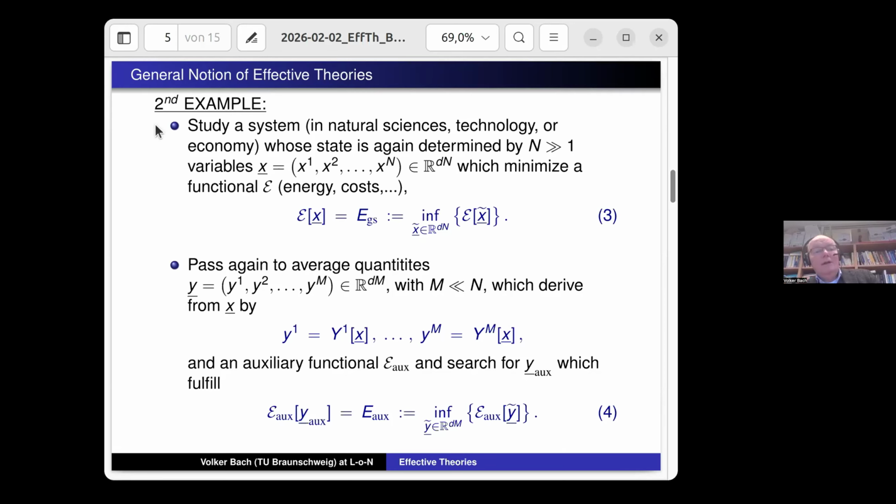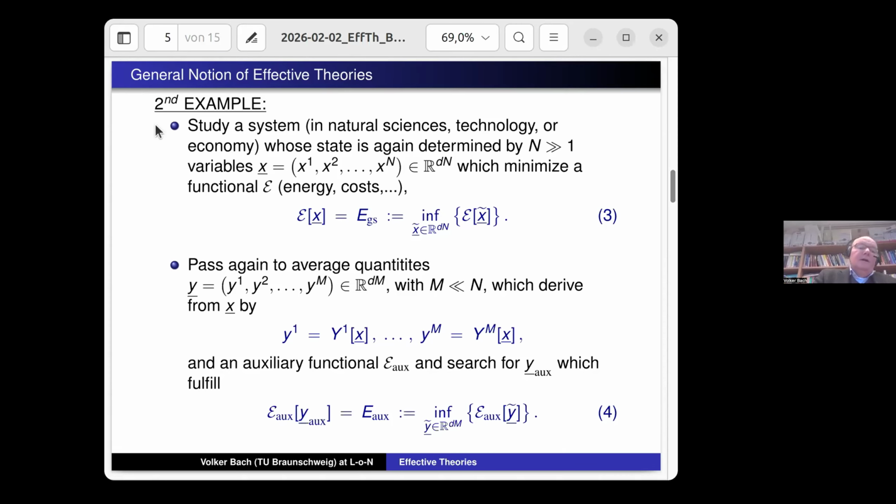And the value of these variables is determined by a minimization problem, by a variational problem. So we have some functional E, which in physics is usually the energy, but in economy is perhaps the costs, or whatever one wants to do. Information theory could be information loss, or whatever. So in any event, we want to minimize a functional of the many variables we have, and the infimum of this functional we call the ground state energy, E_GS.